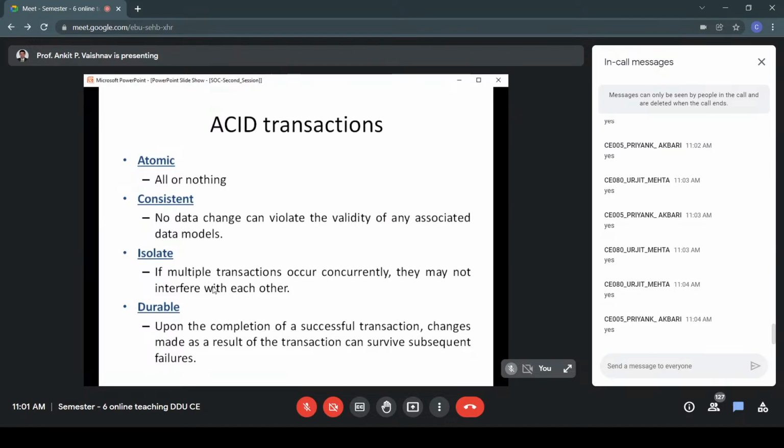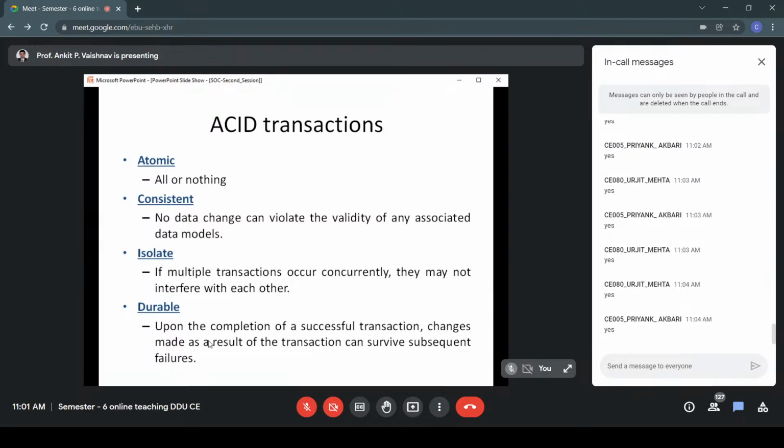Yes, isolation. Isolation in terms of web service is what again? If you are having multiple transactions occurring concurrently, or multiple web services working together in parallel, they should not interfere with each other, right? If their logic is different, definitely they will not be interfering, right? So we need to make sure that even if we are having parallel behavior, these should happen in isolation.